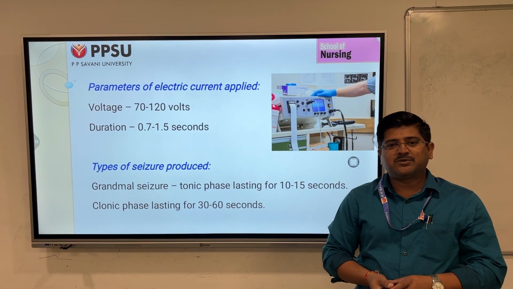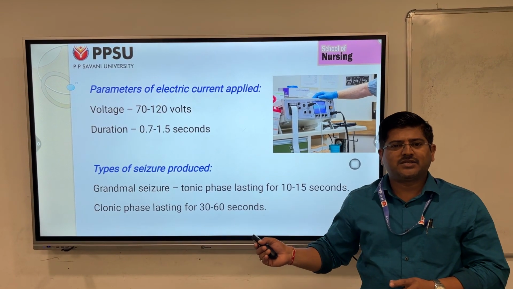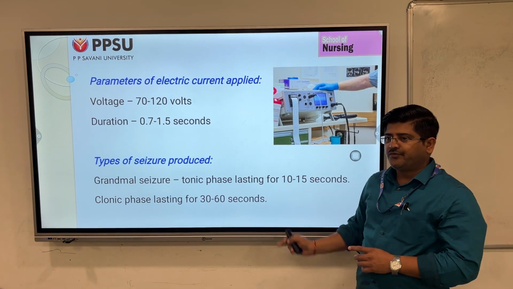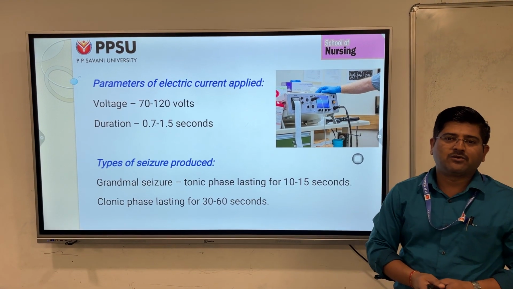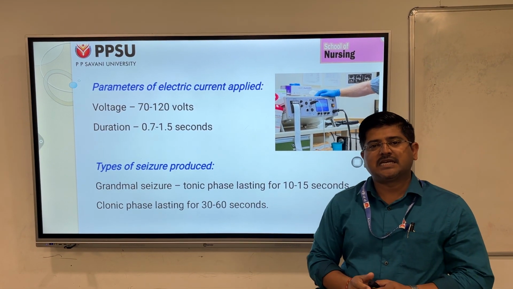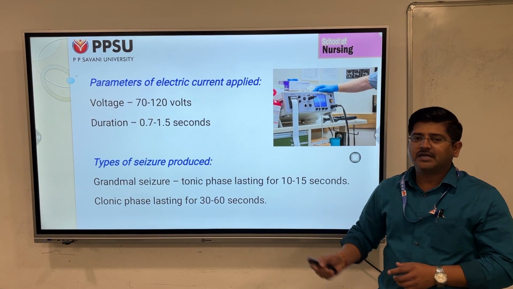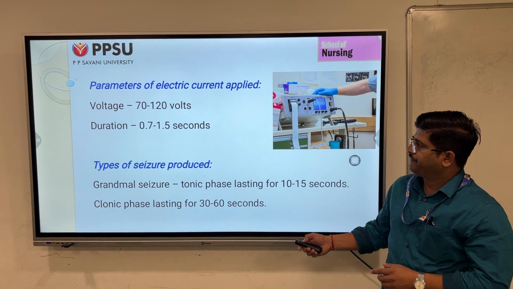Coming to the types of seizure, as already discussed in the definition, grand mal seizures are commonly produced. Here it is mainly of two phases, one is the tonic phase, another one is the clonic phase. The tonic phase lasts for 10 to 15 seconds, and the clonic phase lasts for 30 to 60 seconds.